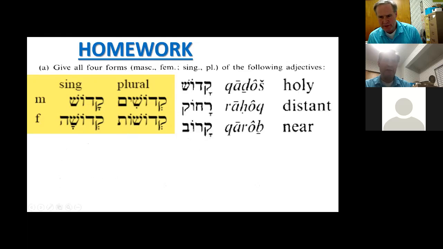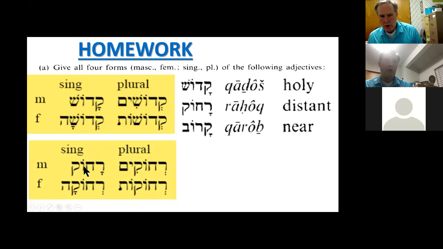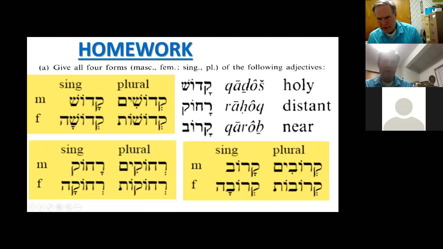Rachok is distant. Those four forms are rachok, rachoka, rachokim, rachokot. Karov is the word for near. So that's karov, karova, karovim, karovot.